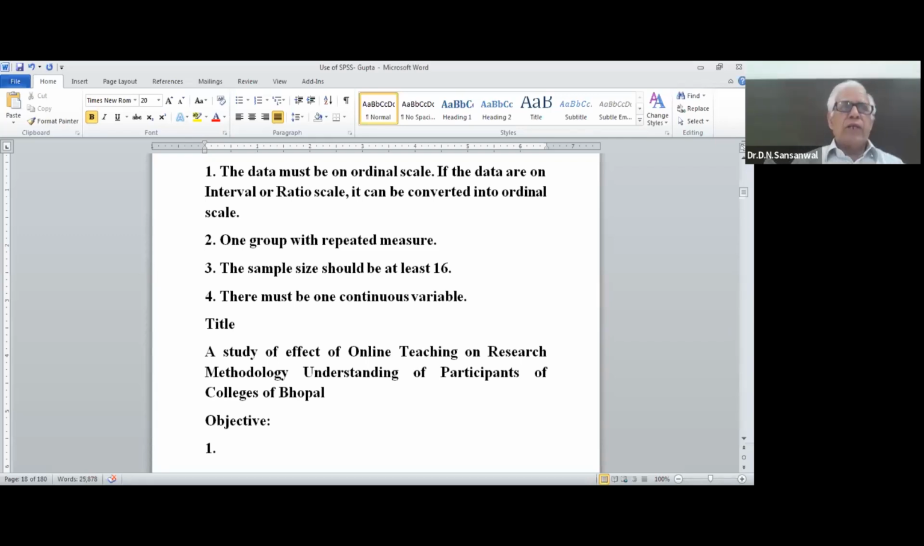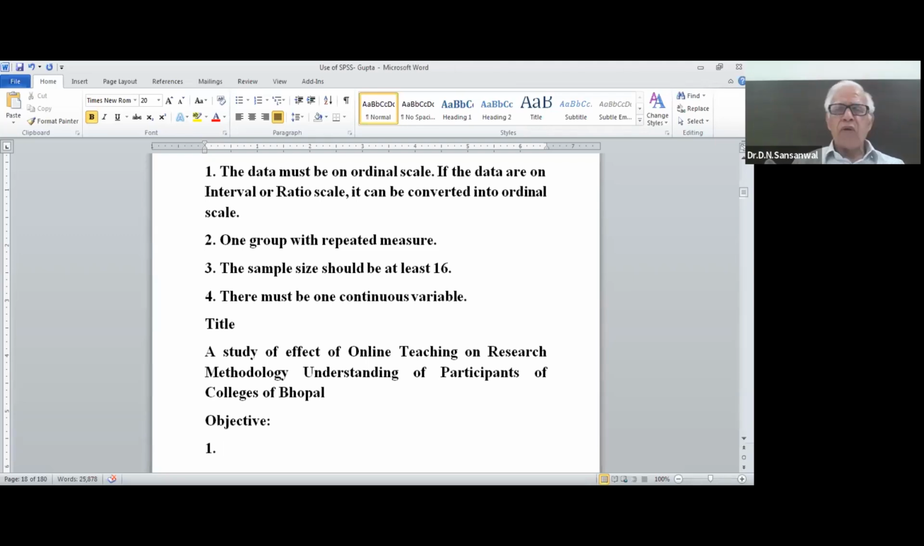Suppose you are teaching hypothesis. So you have to develop a test where you ask questions related to different information related to hypothesis. Say maybe the definition of hypothesis, maybe the basis of hypothesis, maybe the types of hypothesis.